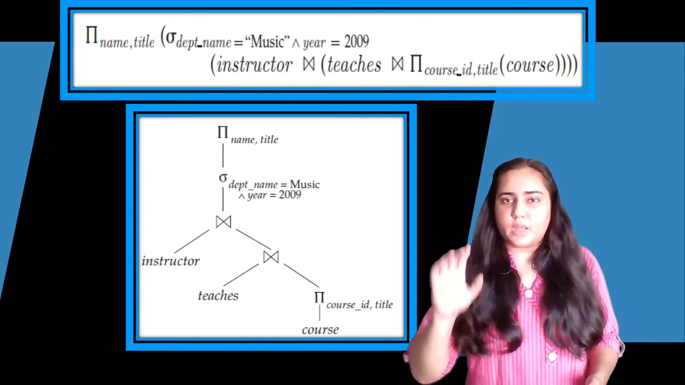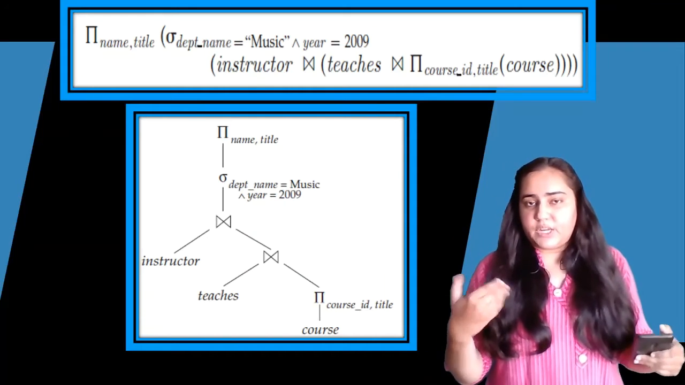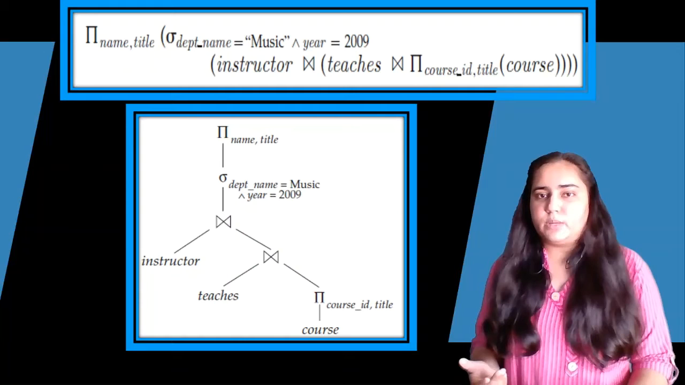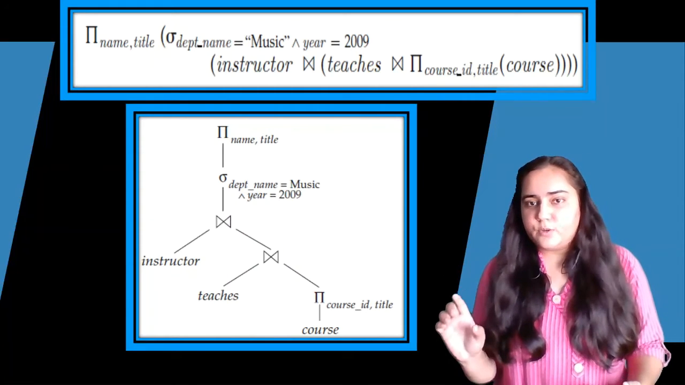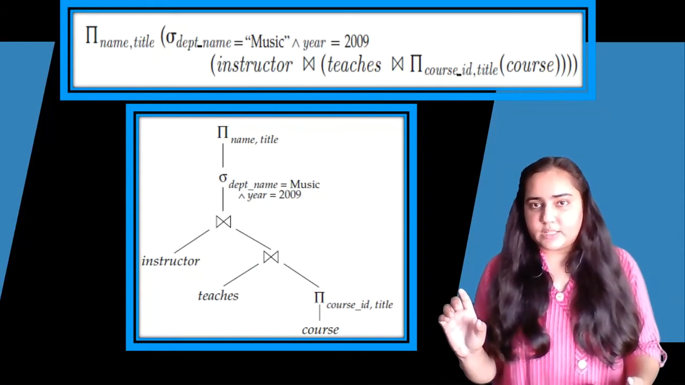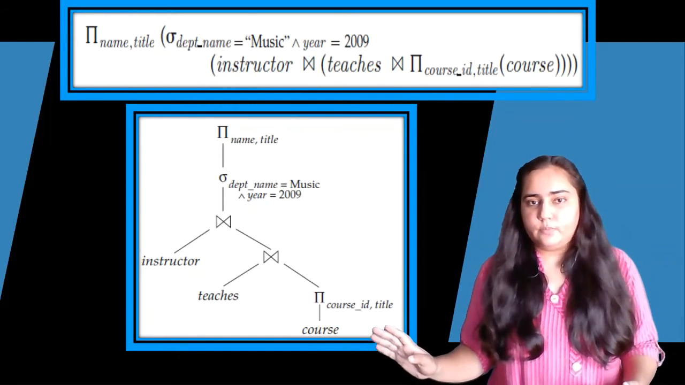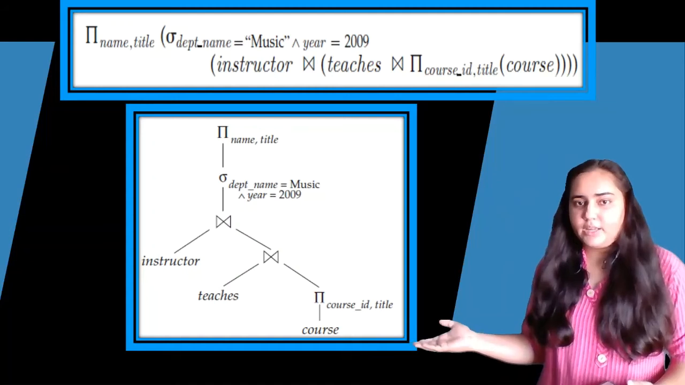Now how can I convert it into a tree? First of all, read your query. The first operation being performed is the innermost bracket, and the innermost bracket says pi course ID comma title from course. So that is what I've kept here in my tree.